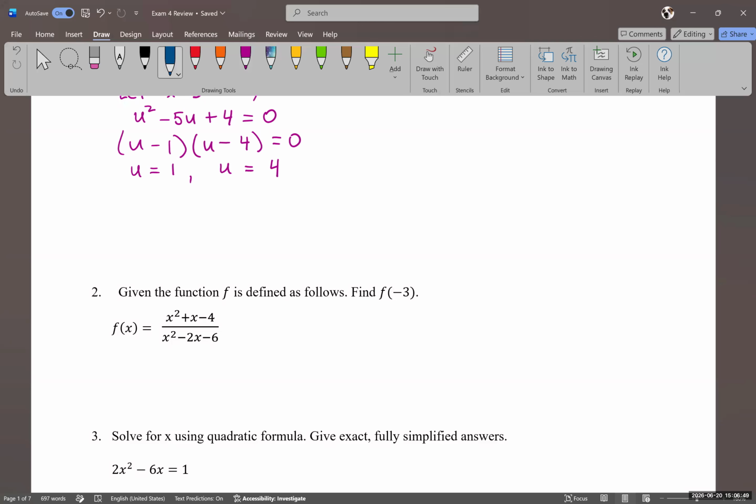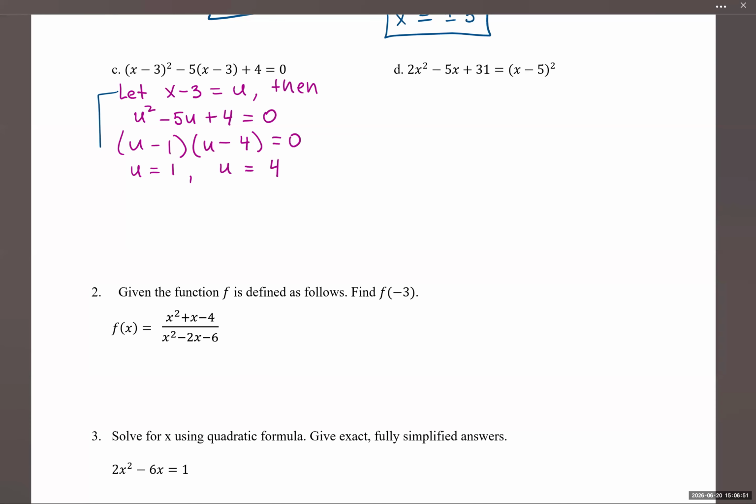Then you have to go back to the substitution that you made and say, okay, then x minus 3 equals u, which is 1, or x minus 3 equals the second answer for u, which is 4. And then you solve the linear equations for x. So x equals 4, we add 3 to both sides, or x equals 7.